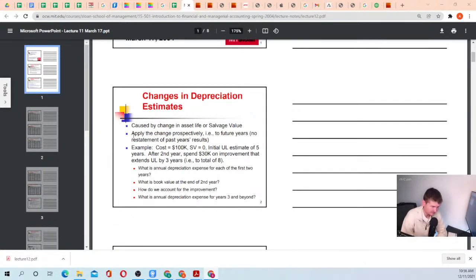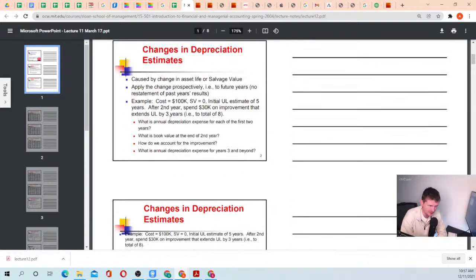Let's see. So first of all, we do not go back in time and try to revise our estimates. We only look at that prospectively. And prospectively, that means that when we figure out that the useful life of our assets changed, we revise our depreciation from that point of time into the future. So let's consider an example here.